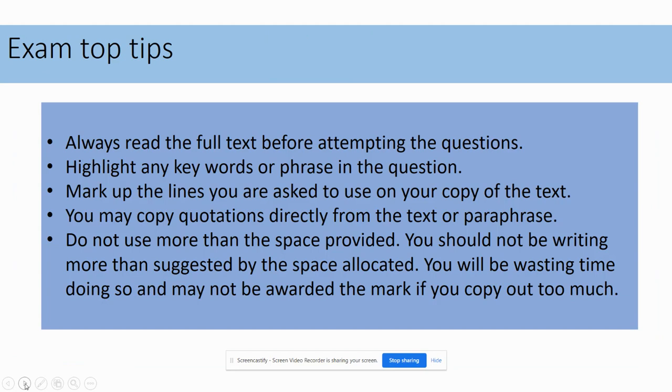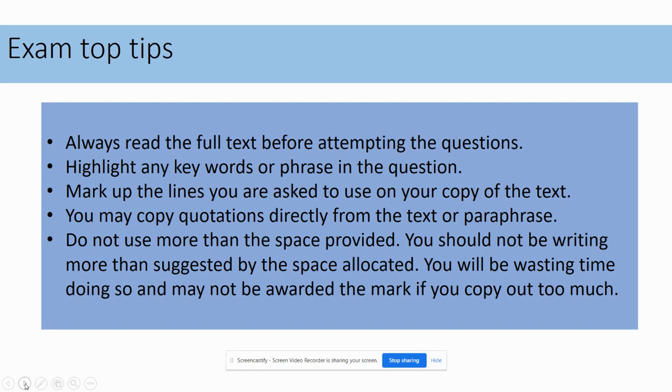So some top tips in terms of how we tackle those. First of all, make sure that you read the full text before attempting the retrieval questions. It's always worthwhile highlighting any keywords or phrases in the question to make sure that you know exactly what it is that you're looking for. Whilst it's a basic skill, it's also one that's easy to mix up or get wrong. So make sure you do exactly as the question is asking you to do.